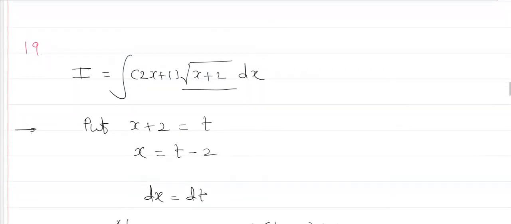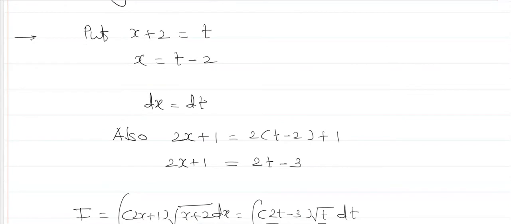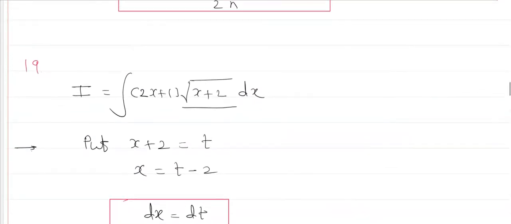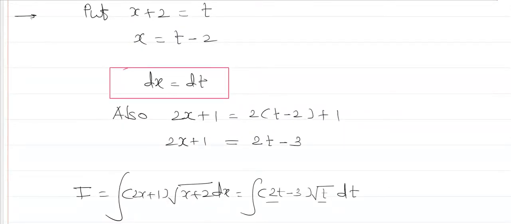The value of 2x plus 1. What is its value? Now see here, two kinds of values are important. dx is clear for us. The value of dx, there is no problem. Next, what value do we need? We also need the value of 2x plus 1. We have to find it out. 2x plus 1 is equal to 2t minus 3. Therefore, this is the value of 2x plus 1.